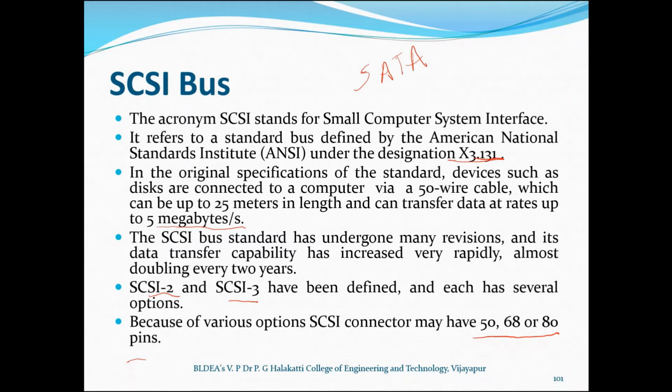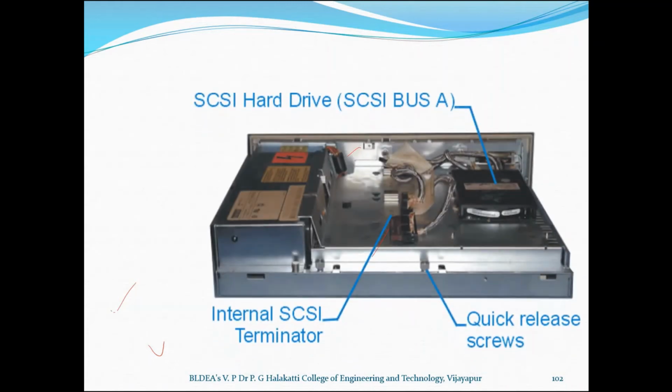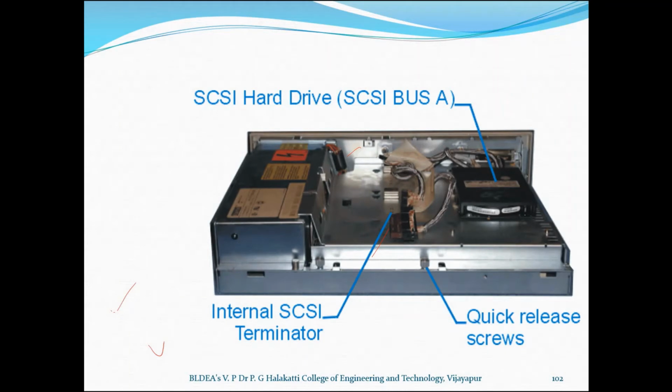The SCSI bus is connected to the processor through a SCSI connector. So you can see here first how it is connected. We have here a hard disk, we have ROMs, scanners. This is the SCSI adapter. So in actual it will look like this, SCSI hardware. Okay. So internal terminals.